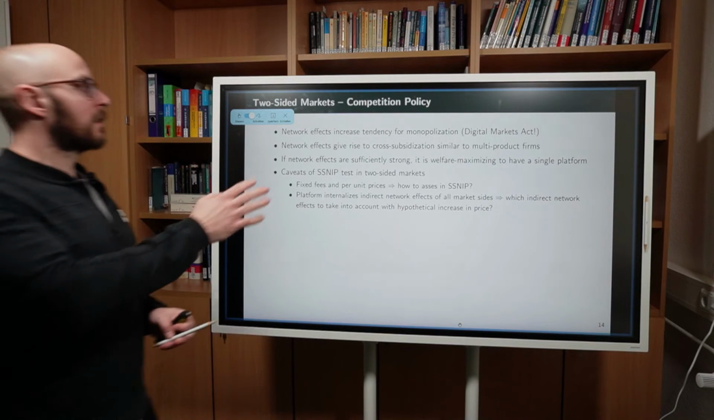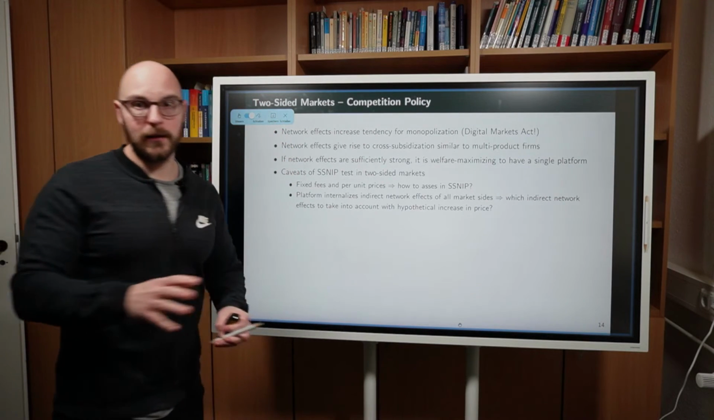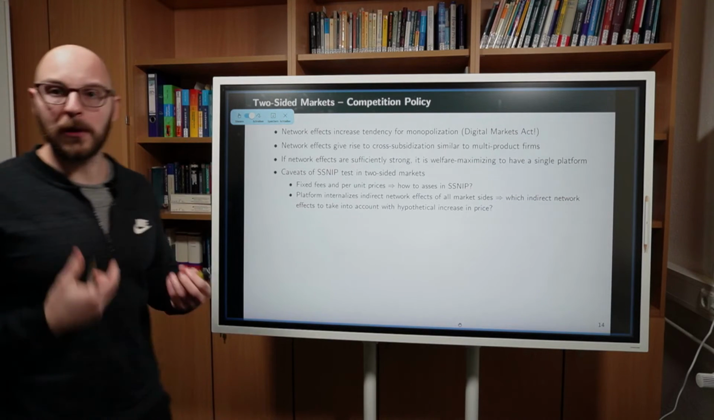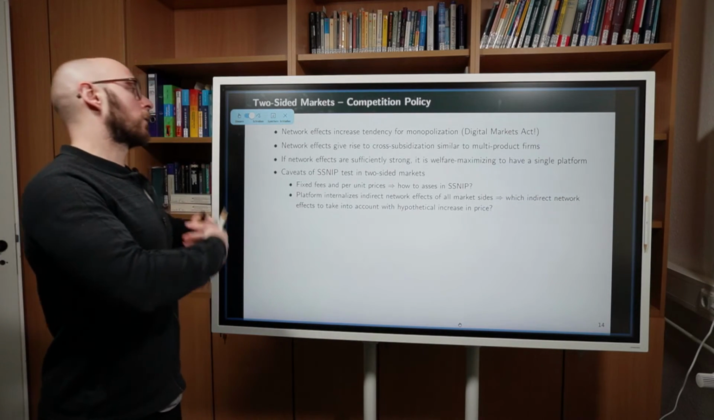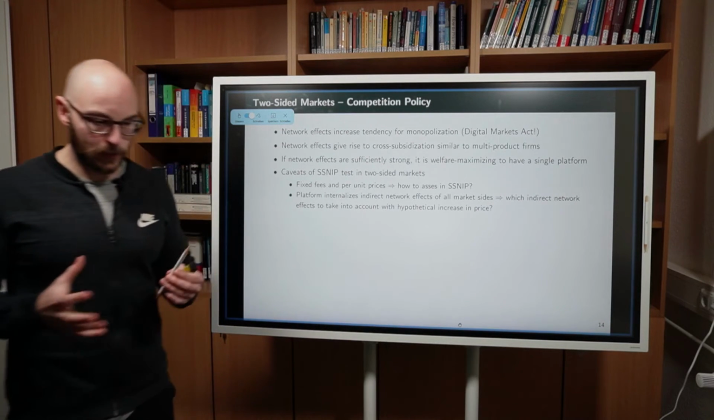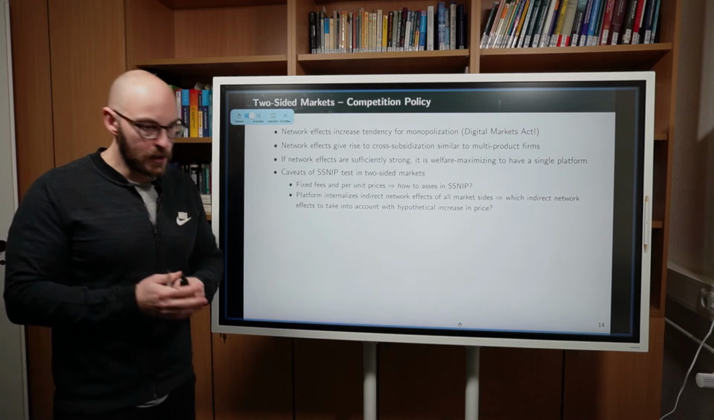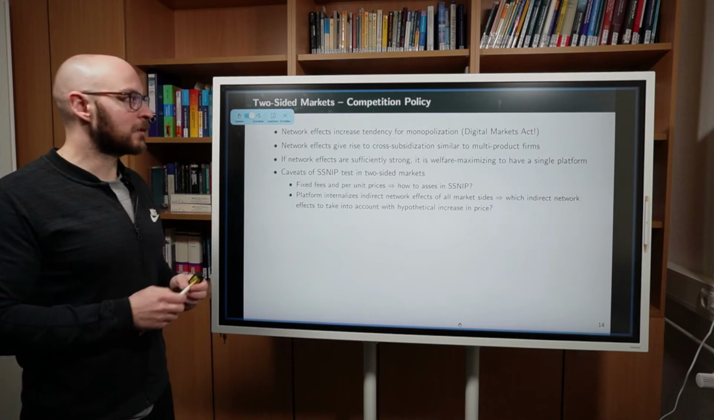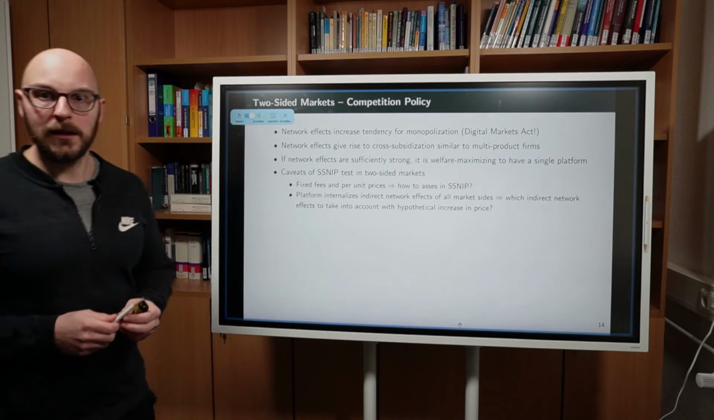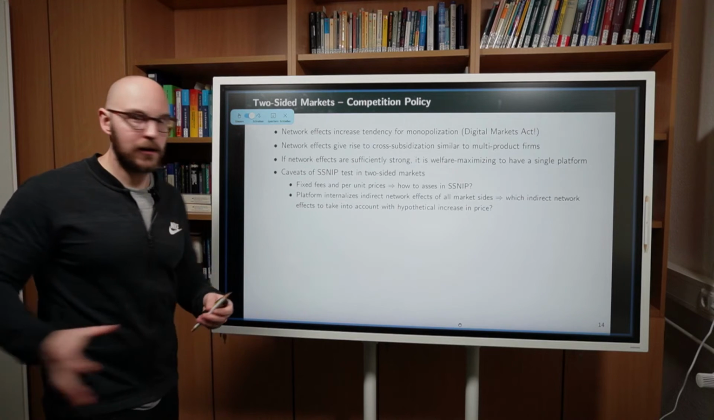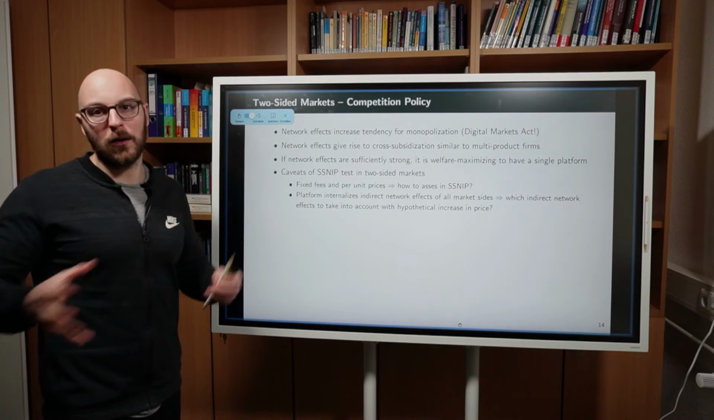Another thing is that network effects can be so strong that they tend to monopolize the market, right? So again, I've told you the example that if there is a platform and the network effects are very strong, then it's probably efficient, or with efficiency we have to be careful, but it might be very likely that all consumers and all sellers and all market participants are on the same platform, because that maximizes the degree of indirect network effects.